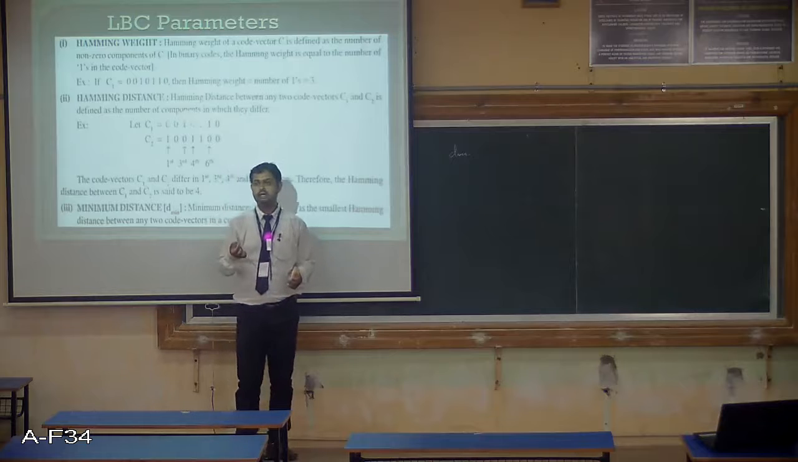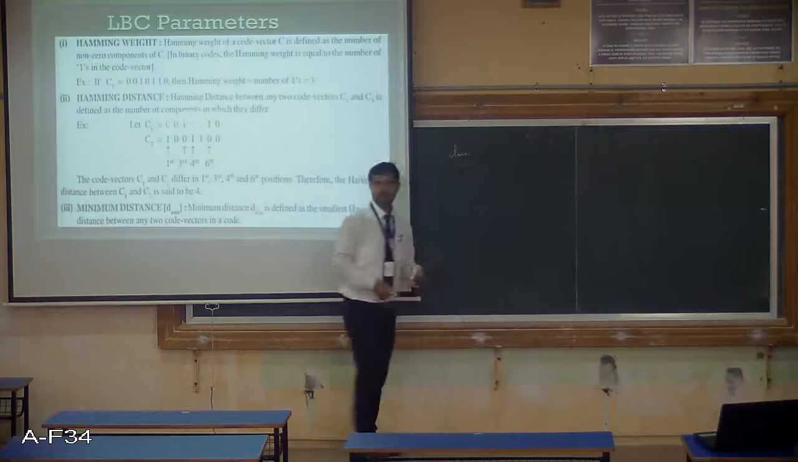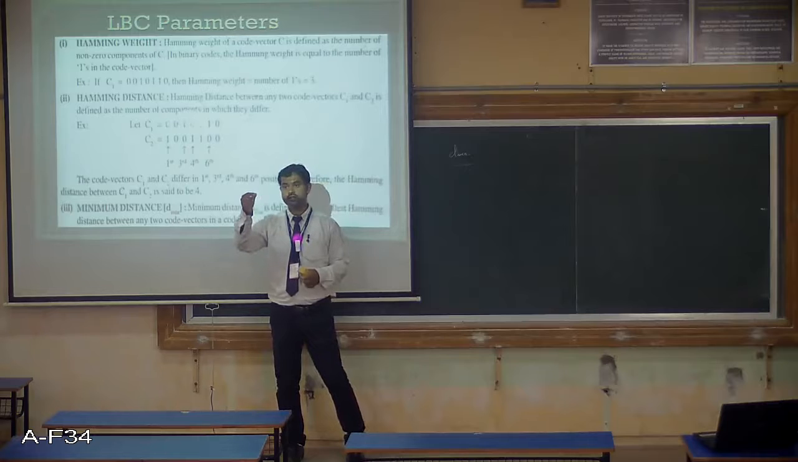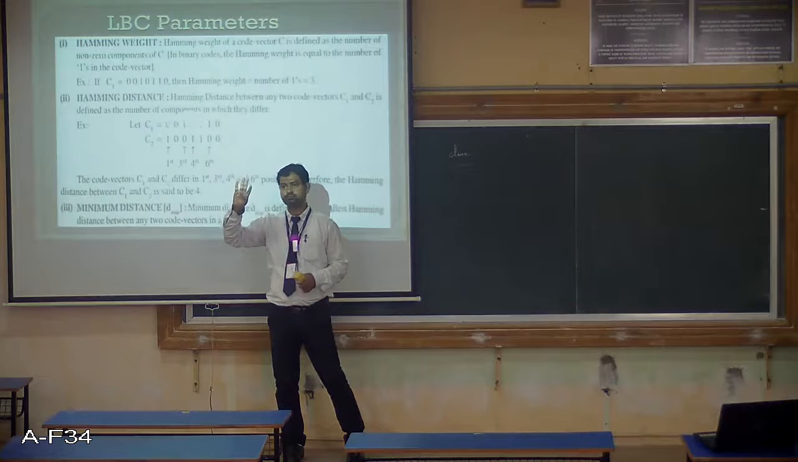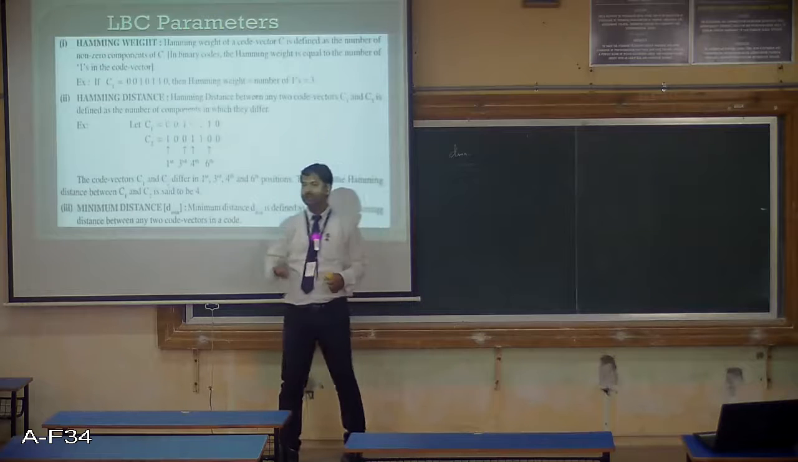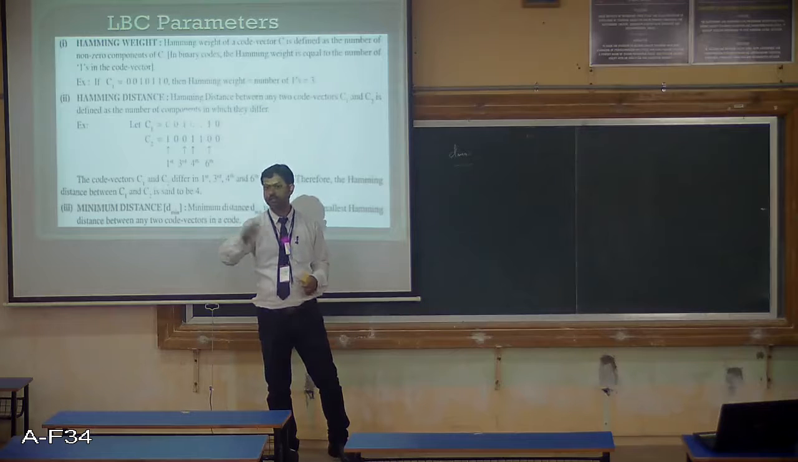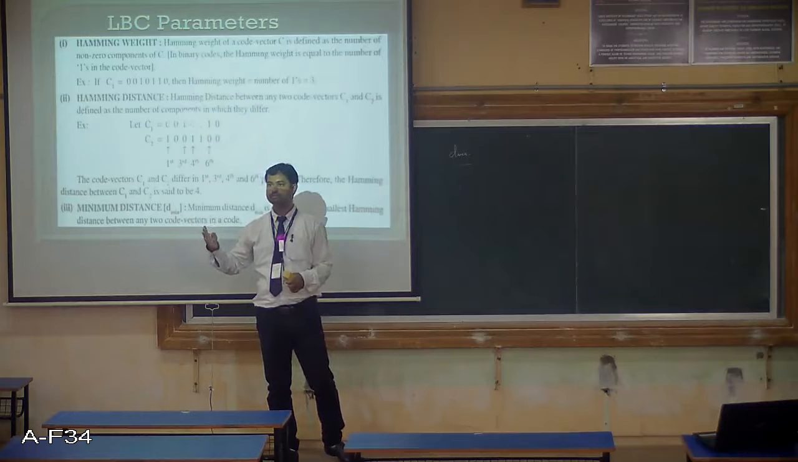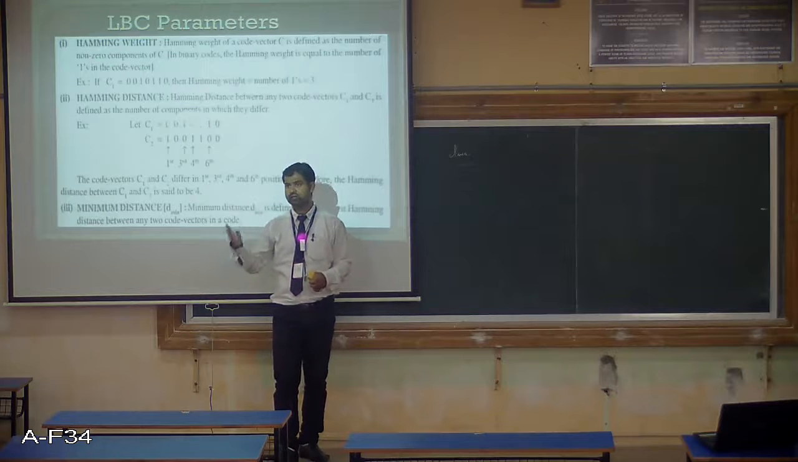Got this? And you should define this D minimum in such a way that you do not consider the code word having all zeros. You should skip it. So the minimum distance is the smallest distance between any two code vectors except the code vector which has all zeros. You should compare two non-zero code vectors, then you can define it.